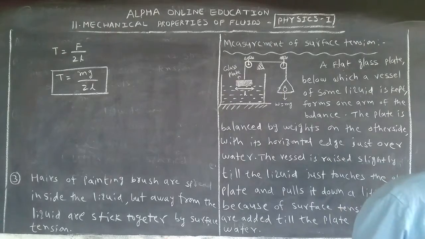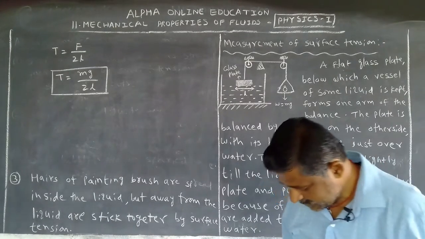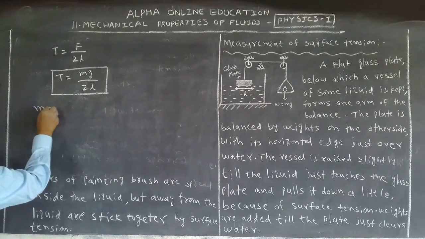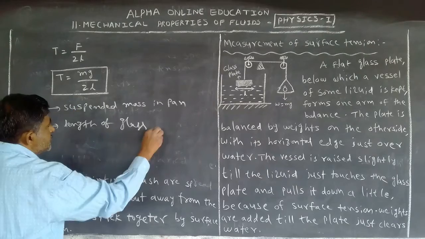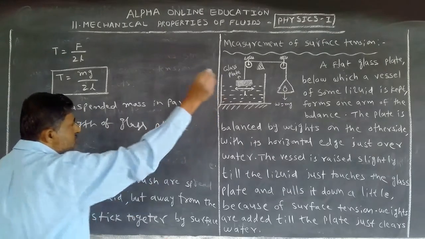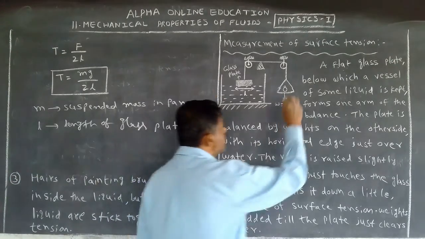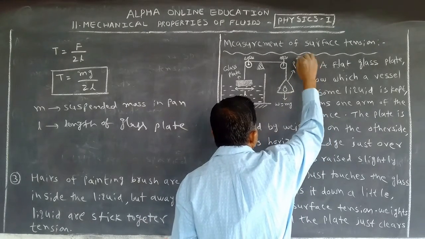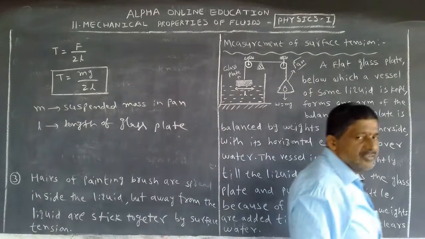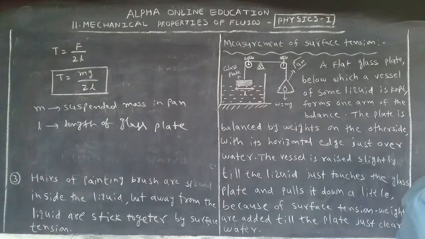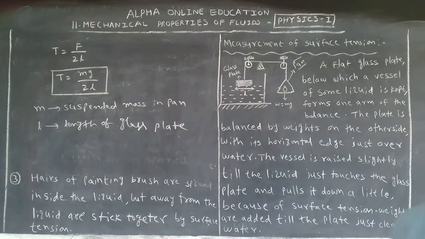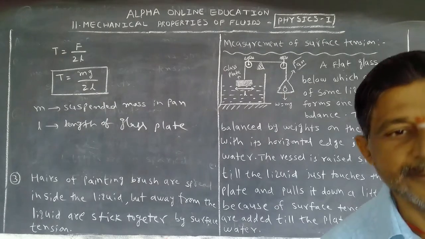Then you substitute. What is M? M is the suspended mass. You can substitute these values, and we can identify the surface tension of the liquid, or if the liquid is water, the surface tension of water. In this way, we identify the surface tension of liquids or water.